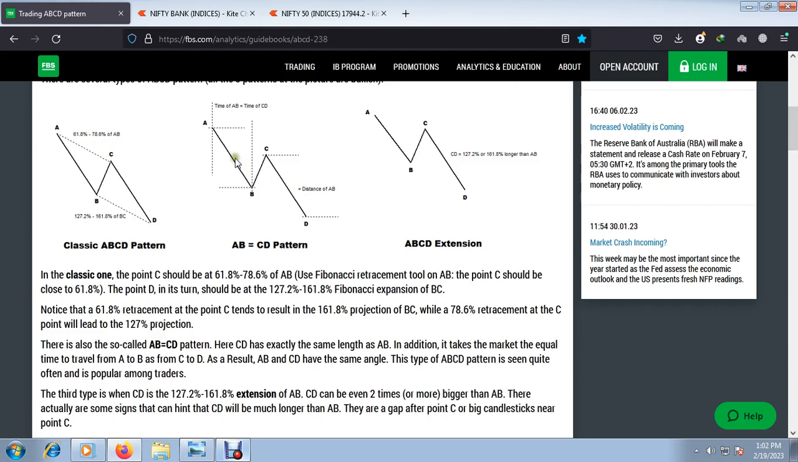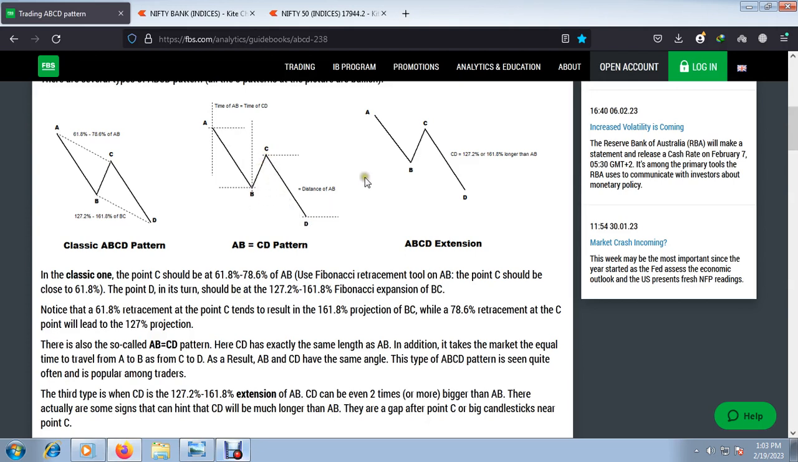The second type is the AB equal to CD pattern. Here the AB length and the CD length will be equal. Suppose this is 100 points, then it retraces around 50%, and again this length will also be 100 points. The time taken to travel from A to B is also equal to the time taken to travel from C to D. If it falls in 2 days, then retraces, then the next 2 days it continues. Like that, the AB equal to CD length will be there, and the retracement usually is up to 50% only in this case.